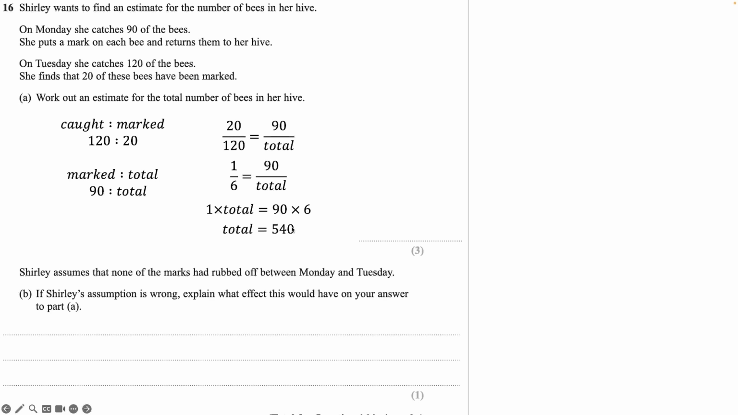Part B then, Shirley assumes that none of the marks had rubbed off between Tuesday and Wednesday. If Shirley's assumption is wrong, explain what effect this would have on our answer. So let's think about it. If the marks had rubbed off between Monday and Tuesday, then fewer bees would have been marked. So let's say hypothetically, instead of finding 20 bees that have been marked, let's say she found 10. So then we'd have 10 over 120 is equal to 90 over the total.